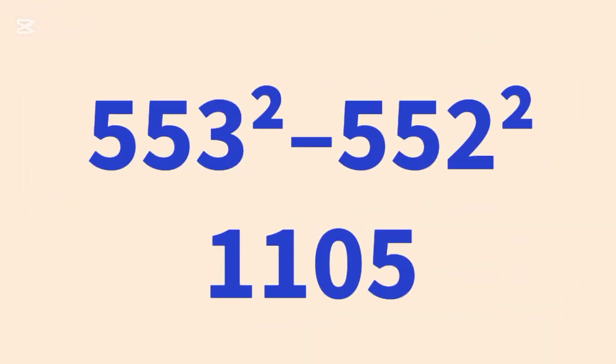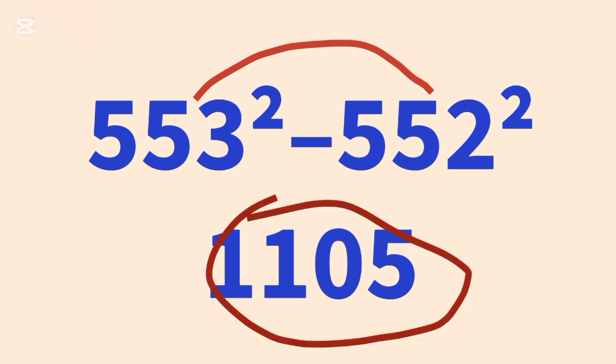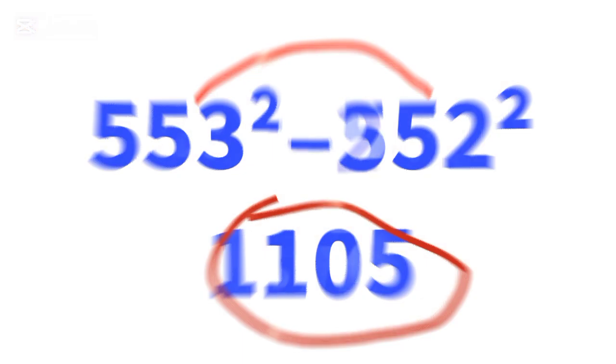Mind it, this way of understanding is only for the values when the difference between them is 1, like 553 square minus 552 square. Both are having one value difference and both are square values also. Just add 553 and 552 and you will get the answer.